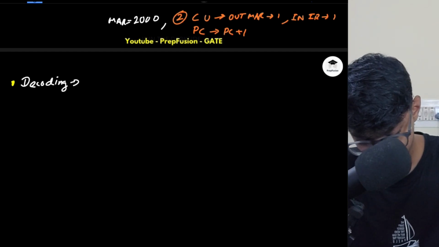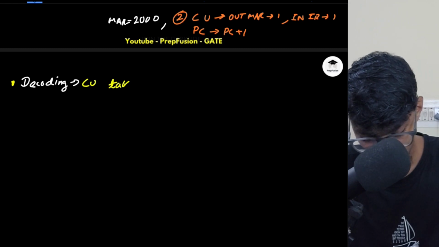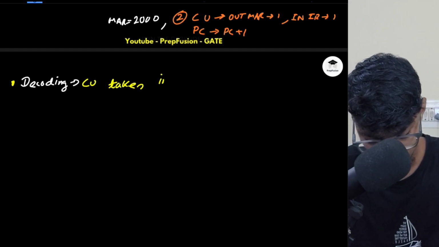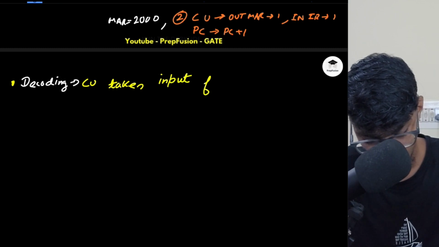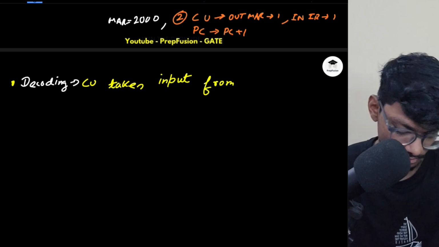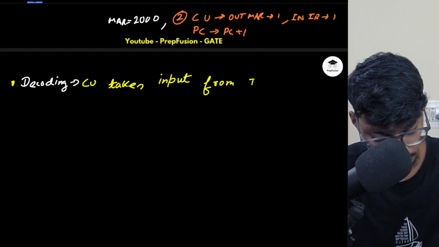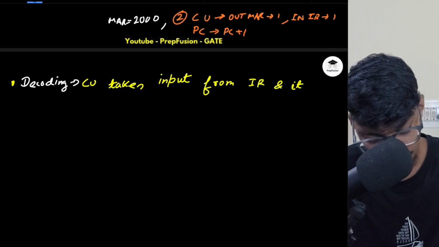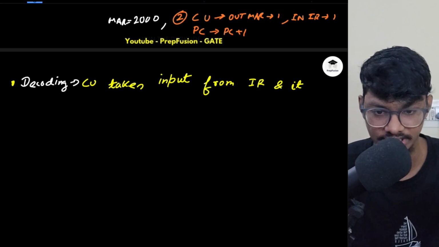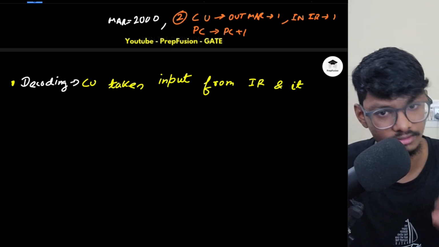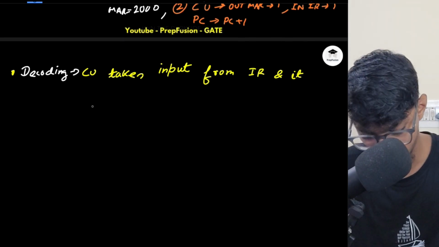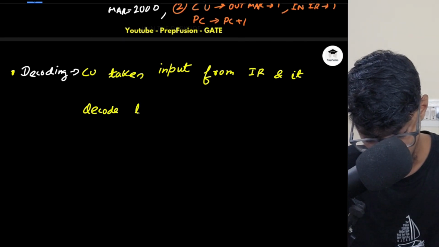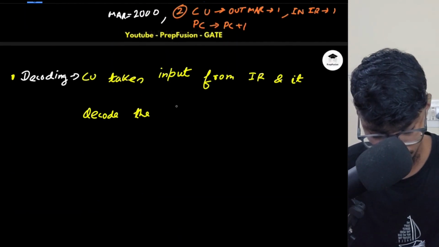Here the control unit takes input from the IR and it decodes. We have a decoding circuit. Don't worry about that; I will talk about it later on. It will simply decode the instruction.